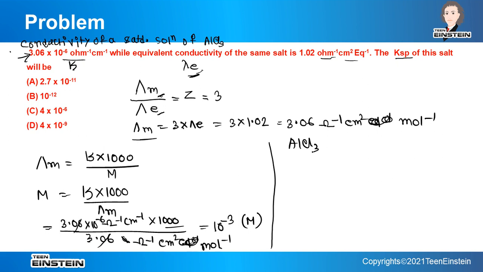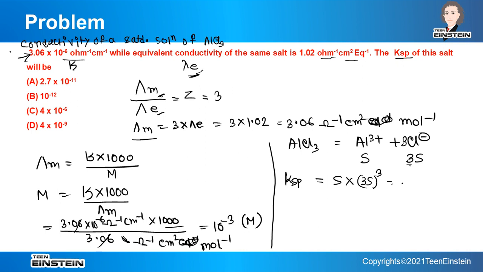AlCl3 gives Al3 plus and 3Cl minus. So solubility, if it is S, then we will write S here, but for Cl minus it will be 3S, because per aluminium you are getting 3 chloride ions. Ksp will be S into 3S to the power 3, because whatever will be the coefficient you have to put it in power. So if it is 2S, it will be 2S to the power 2. If it is 4S, it will be 4S to the power 4, like this.